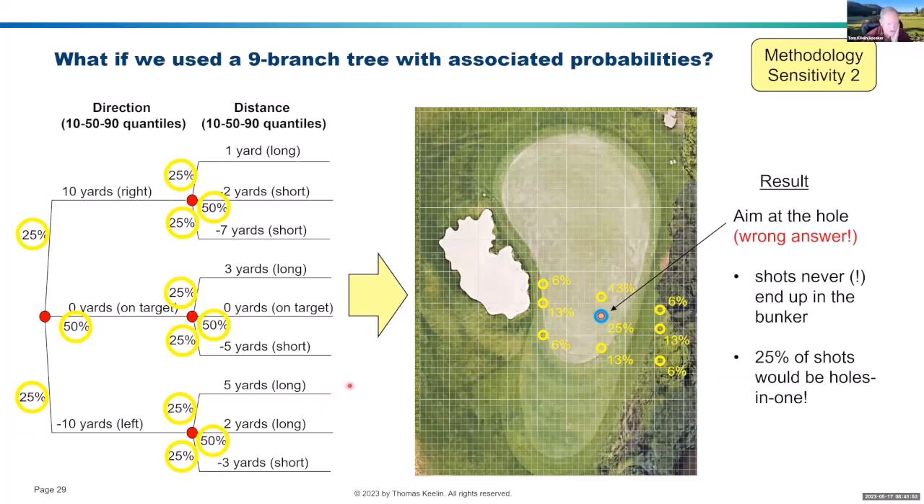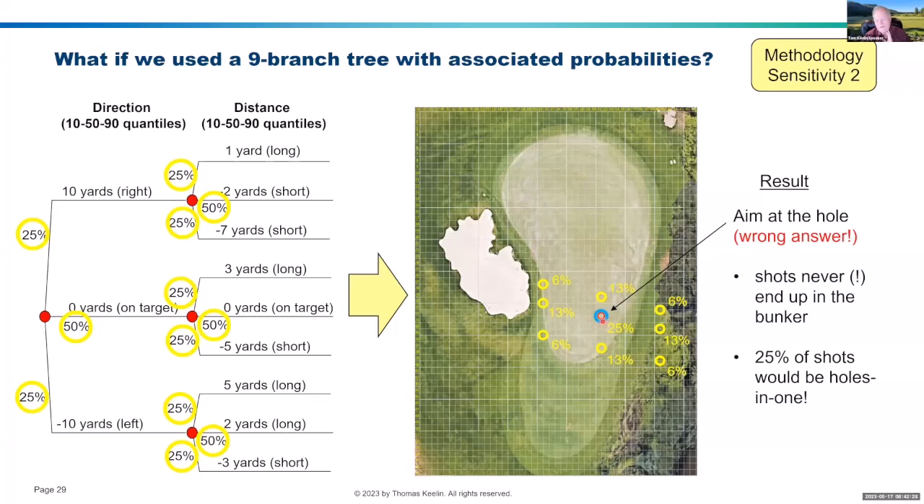So let's go on to the second methodological sensitivity. What if, instead of using the whole shot pattern, many decision analysts would ordinarily gravitate toward assigning 25, 50, 25 probabilities to each of these branches, and then just using that 9-branch pattern to come up with the best aim point. That does work well for many problems. It does not work at all well for this problem. In fact, it would give you the wrong answer. It would say the best aim point is directly at the hole.